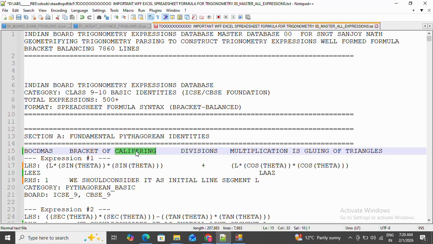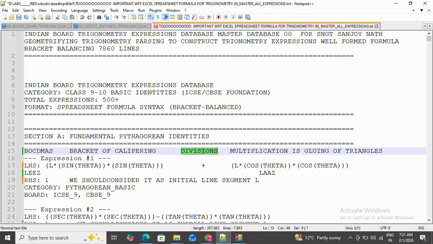Division is the first fundamental operation after doing the calipering, and calipering is the geometric operation that is very much necessary to construct the triangles or deconstruct the triangles. Ultimately, this calipering is the fundamental operation after the bracket balancing of the syntaxes is done, and after doing the calipering we can do the divisions. Divisions mean, in Sanjoy Nath's Geometrifying Trigonometry, constructions of the triangles from two given line segments, and we can construct 4 different kinds of triangles from the numerator line segment and the denominator line segment.